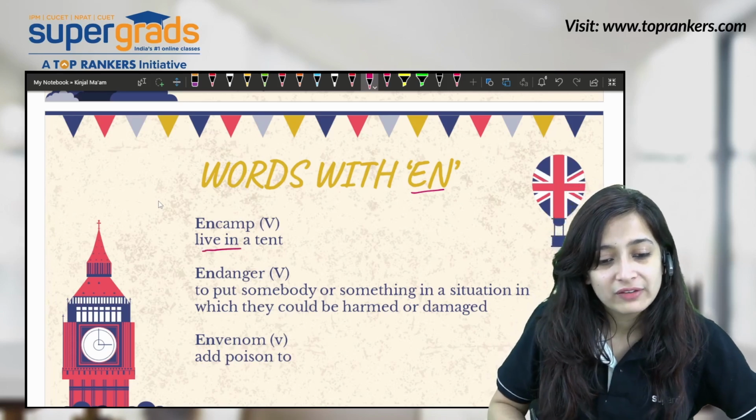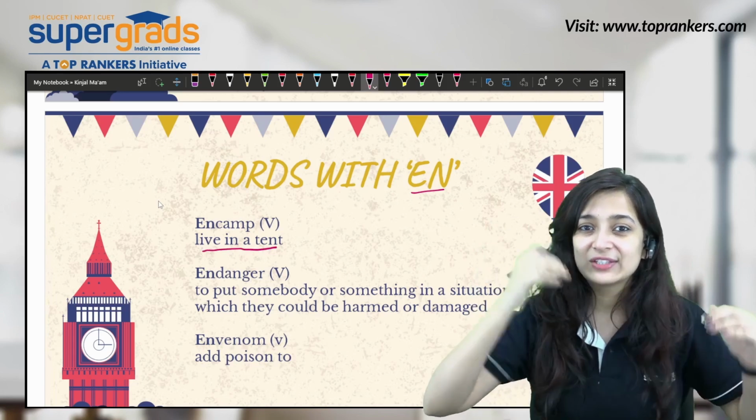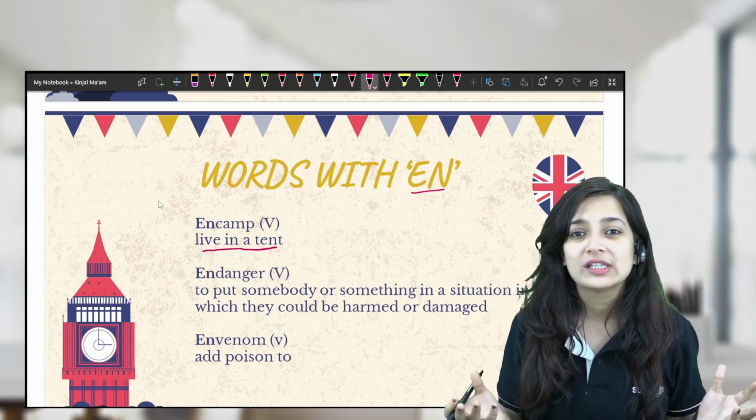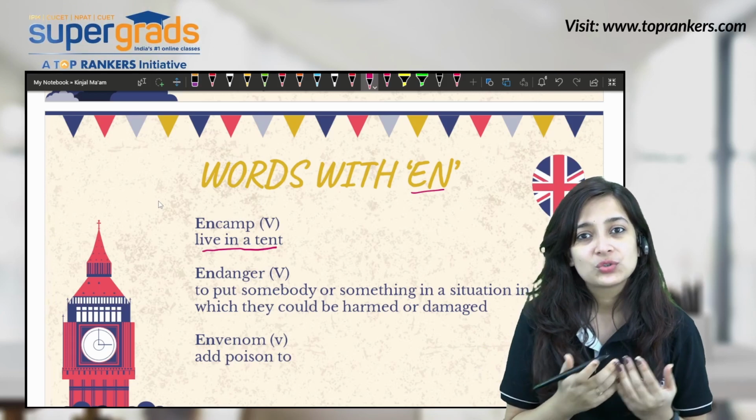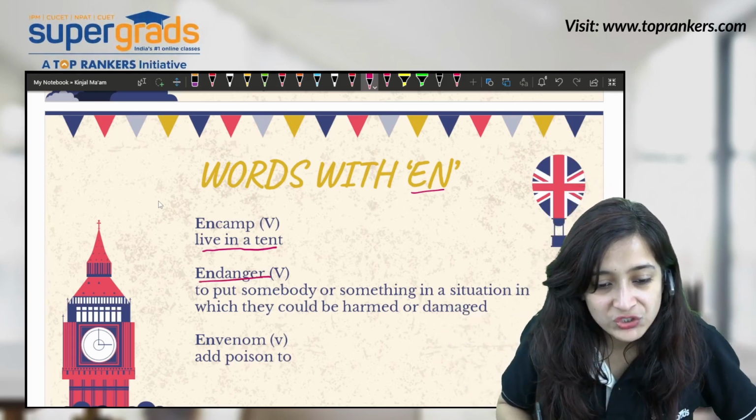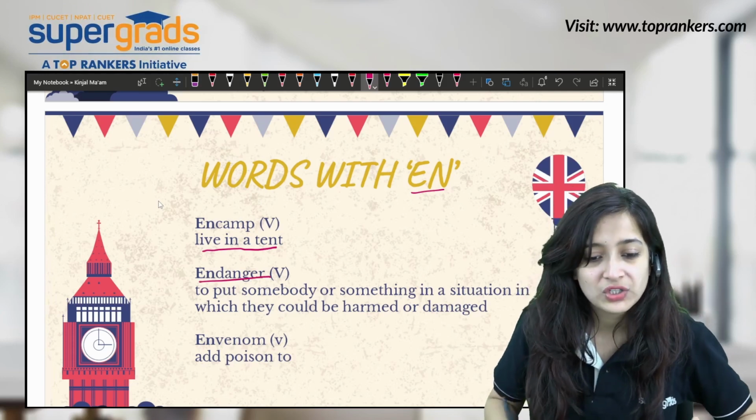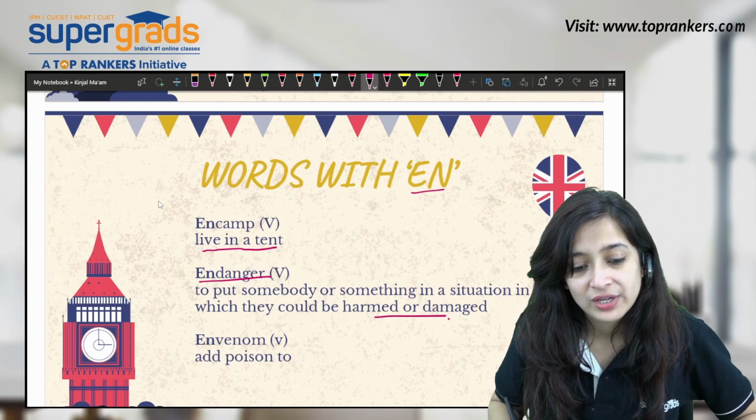Encamp means to live in a tent. I already told you the preposition in is used with en, the words with en. So encamp means to live in a tent. Endanger. Endanger means to put something or someone in a situation in which they could be harmed or damaged.